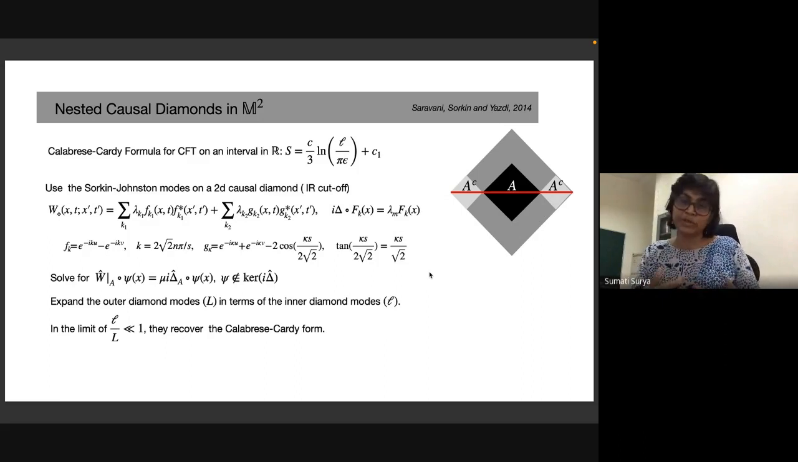So then you want to see whether the spacetime entanglement entropy gives you the same formula. And this is what they did. They looked at the Sorkin-Johnston modes in the larger diamond, restricted that vacuum that you get to the smaller diamond, which is W restricted to A. And then in the smaller diamond, again use the Pauli-Jordan operator, but now using the Sorkin-Johnston modes to do the expansion. This is a fairly hairy calculation. So they took the limit of the ratio of the size of the smaller interval to the larger interval to go to zero, so much, much smaller than one. And in that limit, they could recover this Calabrese-Cardy form here. So in other words, in this specific example, this new entropy formulation gives you what you expect.